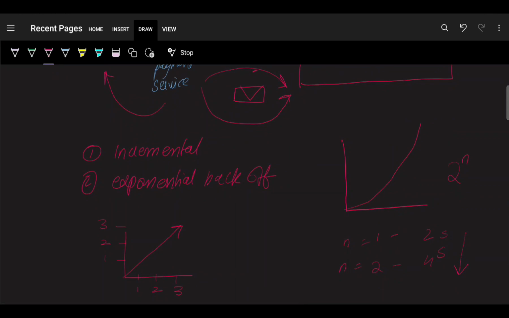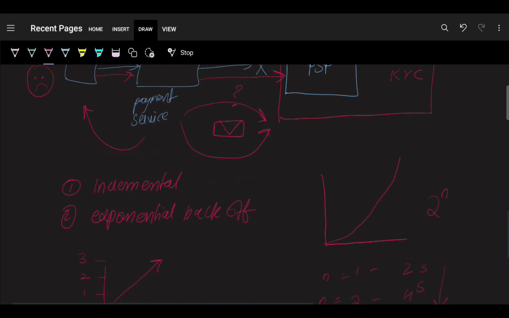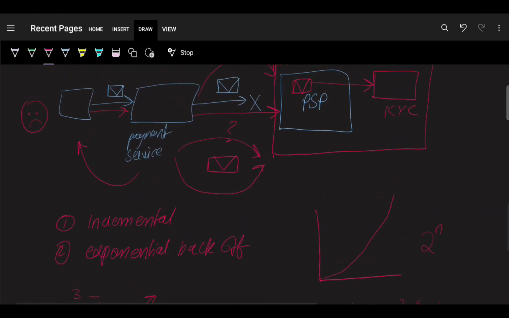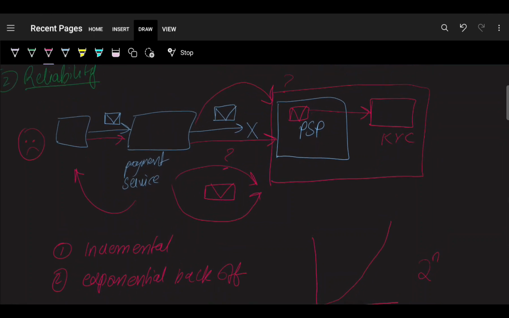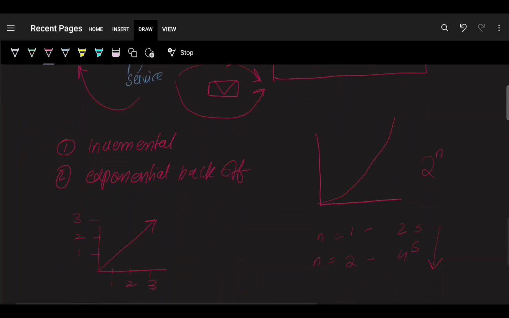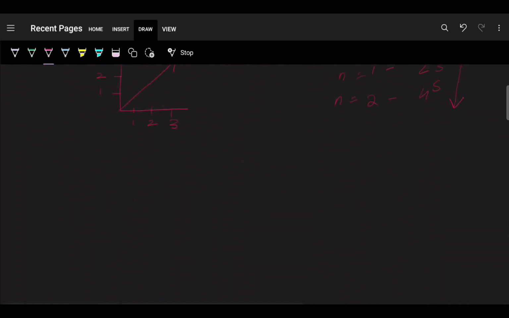So yeah, we have talked about the retries. What else? Okay, let's say that during this whole process, your data is the problem. Let's say PSP is not the problem. So what happens when your data itself is a problem? So we need some mechanism to sort of handle corrupted data as well.